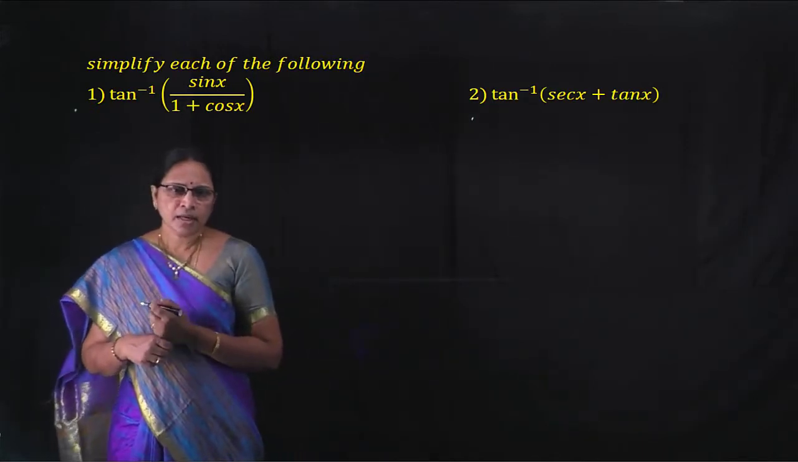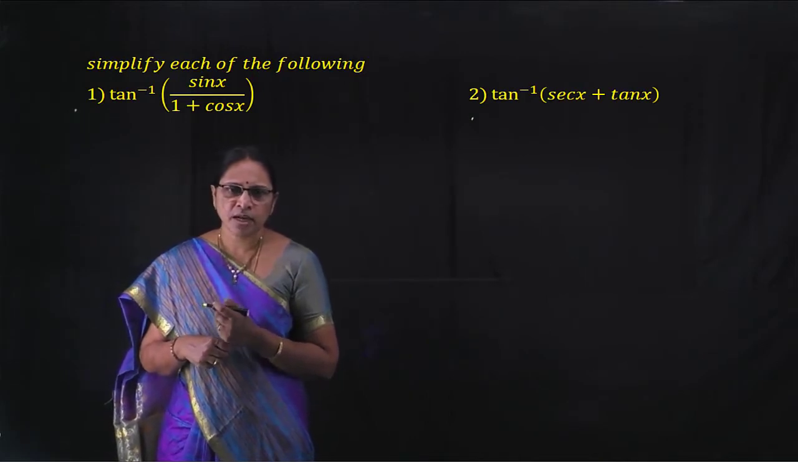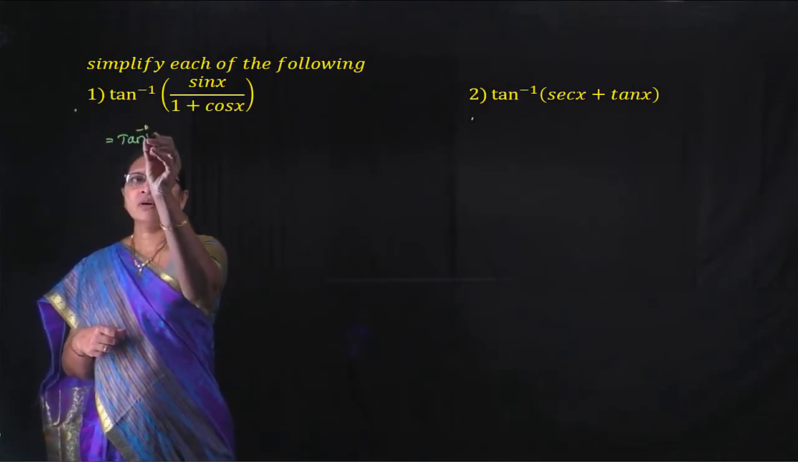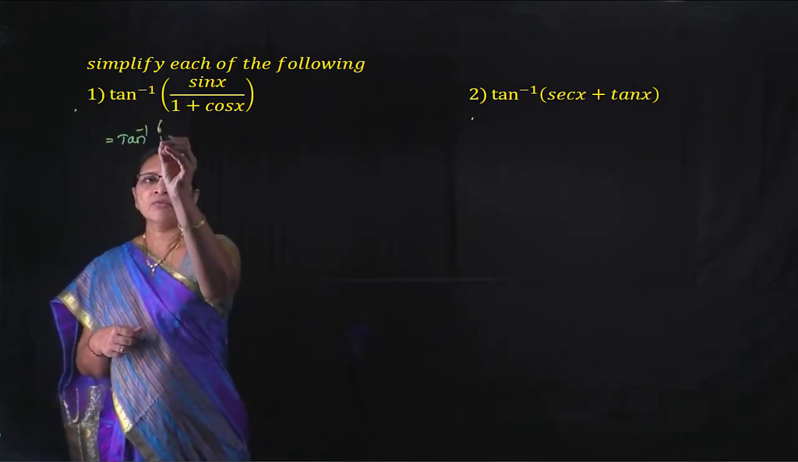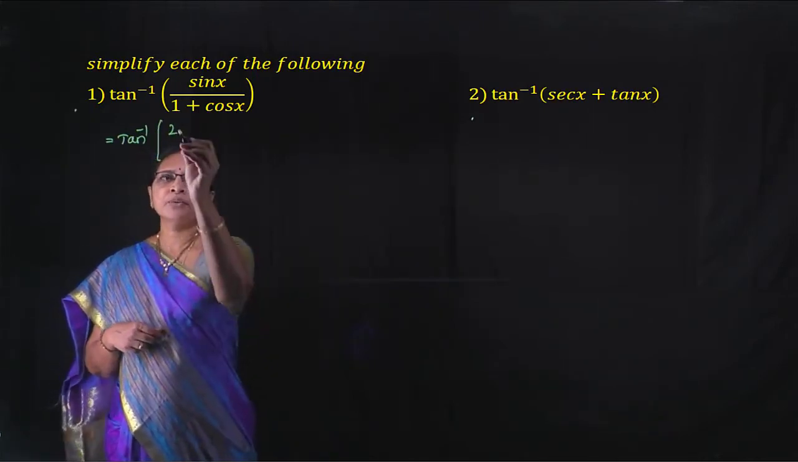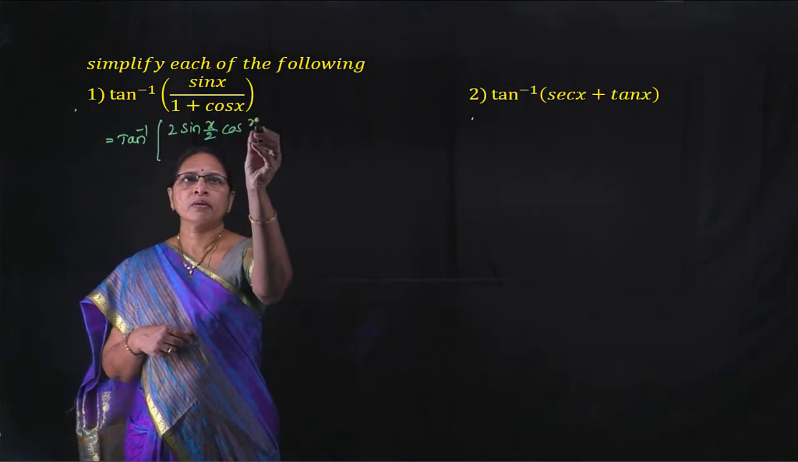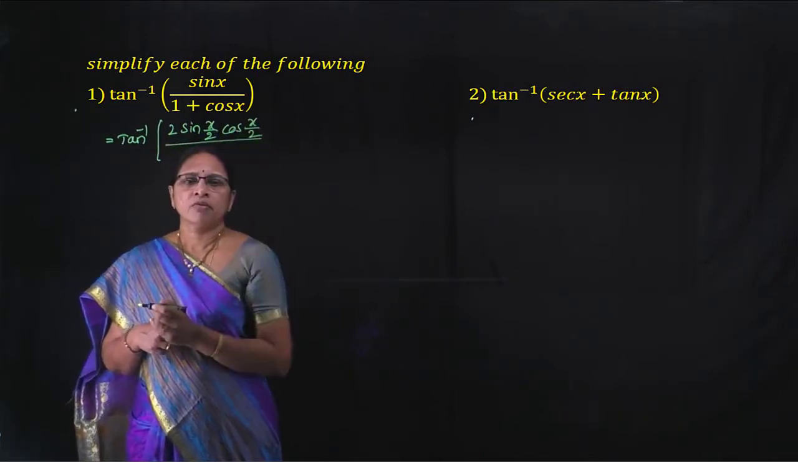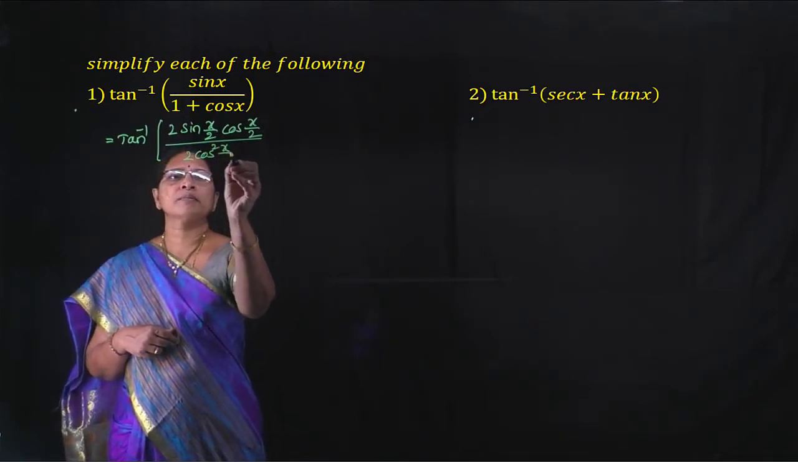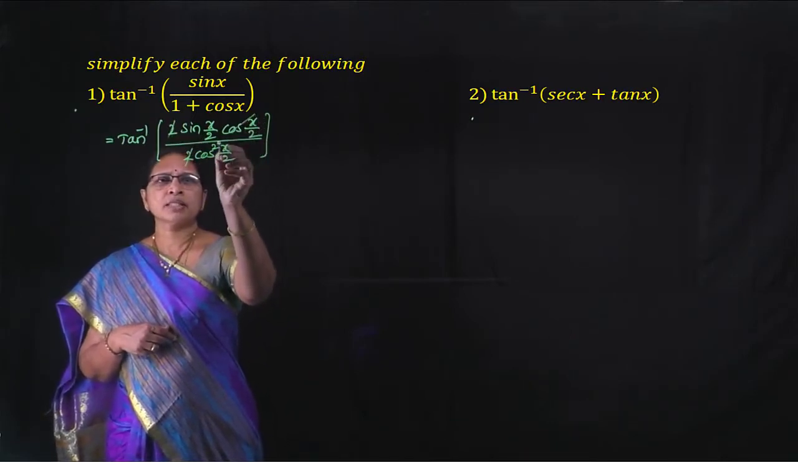First one, tan inverse of sin x by 1 plus cos x. That is tan inverse of, we know that the formula for sin x in terms of x by 2 is 2 sin x by 2 cos x by 2, by the formula for 1 plus cos x is 2 cos square x by 2. Here 2 gets cancelled and one cos x by 2 cancels.